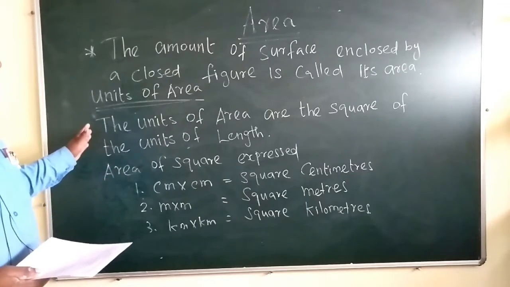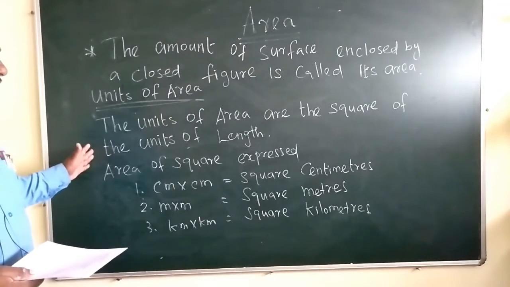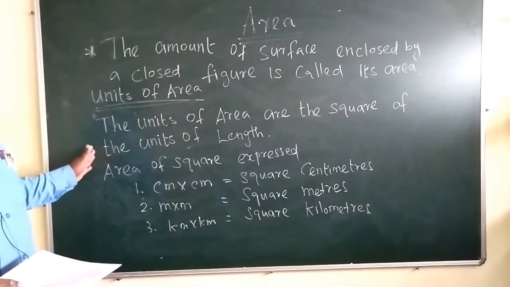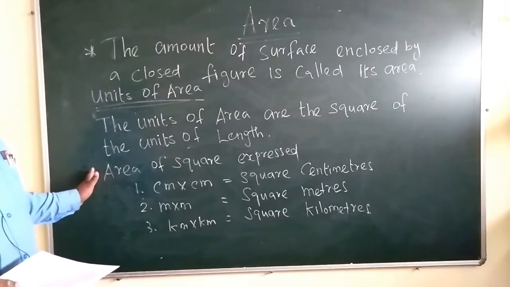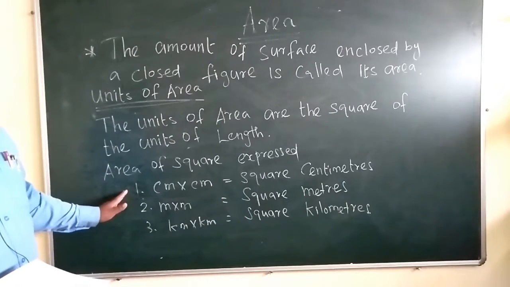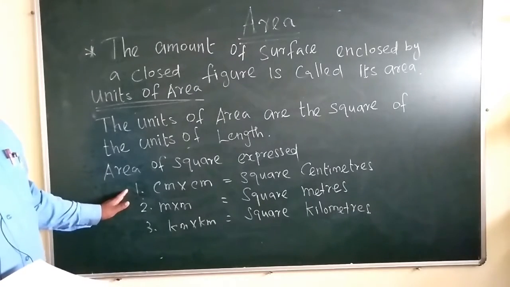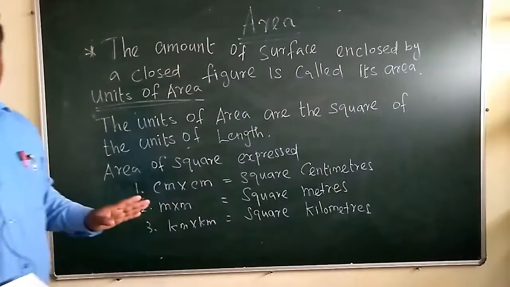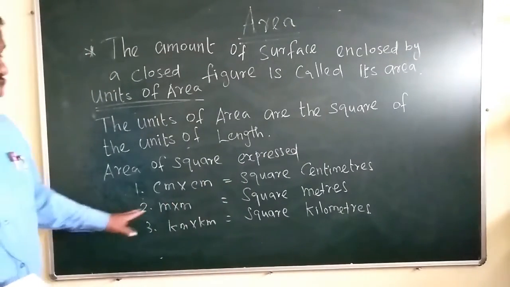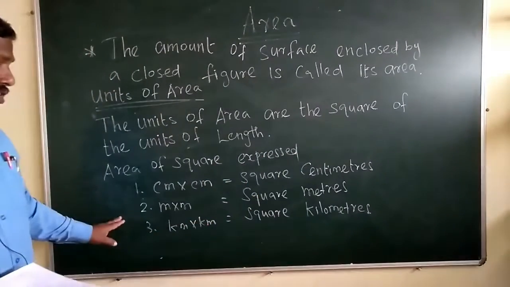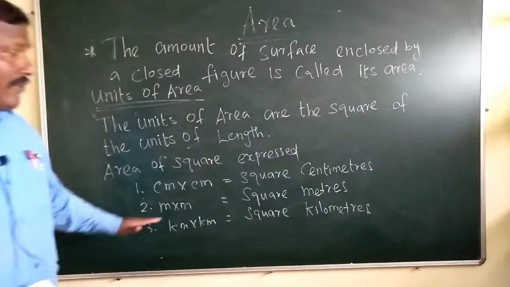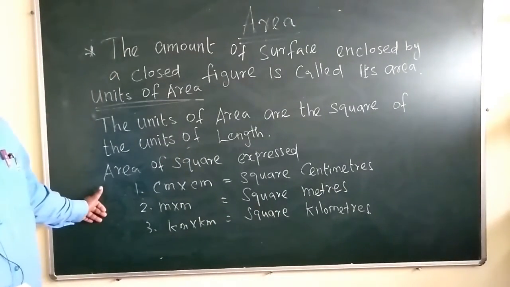The units of area are the square of the units of length. The area is expressed in centimeter, suppose if you want to express as centimeter, square centimeter. If you want to express as a meter, square meter. If you want to express as a kilometer, square kilometer. So these three ways we can express area.